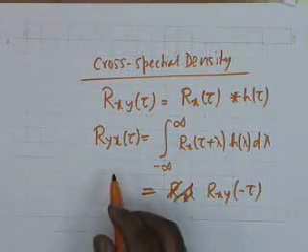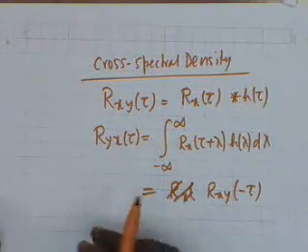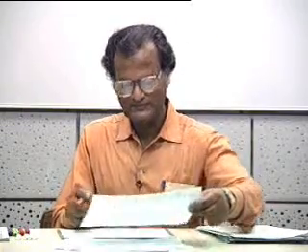Agreed? Now, with this we can therefore find out, by applying the definition, what the cross spectral density Sxy of omega is. What shall this be? Obviously it would be the product of, you see, Rx of tau convolved with h of tau. So if I take the Fourier transform, obviously it will be the product of the Fourier transforms, that is, Sx of omega multiplied by H of omega.